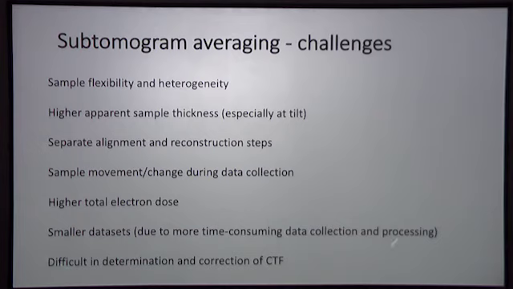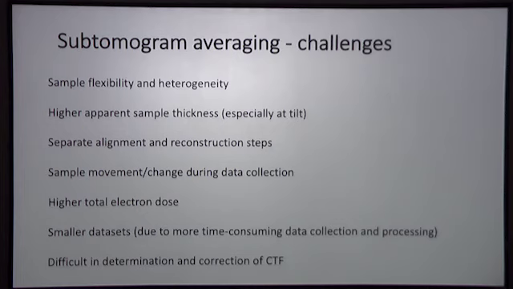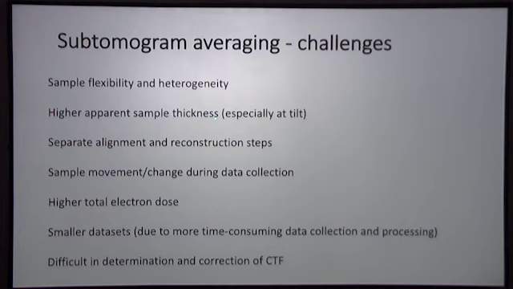So to come back to our challenges, sample flexibility and heterogeneity is a fundamental problem, which if we want to look at objects in cells, we have to embrace rather than try and fix. It becomes the heterogeneity and the flexibility that's actually interesting. The higher apparent sample thickness can potentially be compensated by sample preparation methods that allow us to prepare thinner samples. It can be compensated by collecting the tilted images late in the series when we're only pulling in low resolution information anyway from those. So we can partially offset this problem.